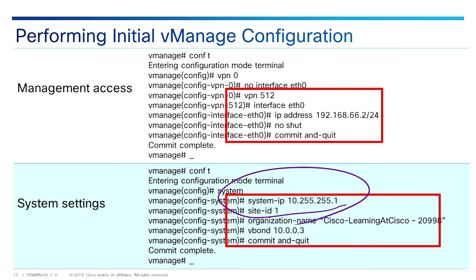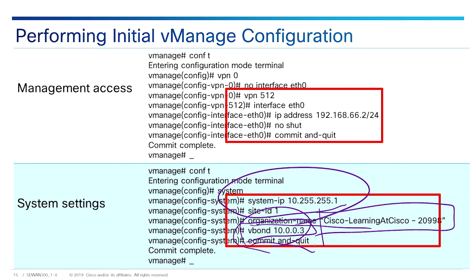We have our site ID, our organization name. I'd like to note, this must match on every single node. If it's got a space or one of them is not capitalized or something, they will not connect together as the same organization. We're also going to specify the IP address of vBond here. This is really, really important. And then we're going to do a commit and quit.